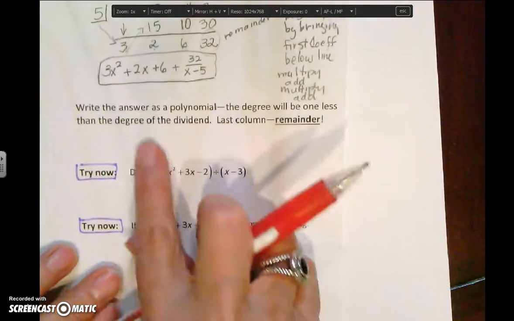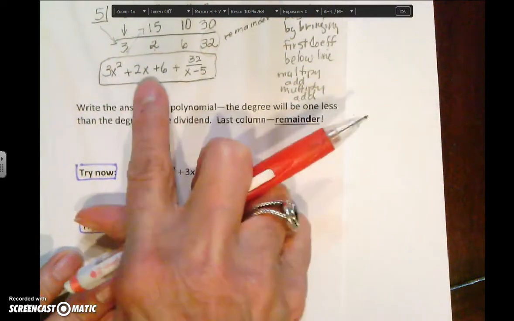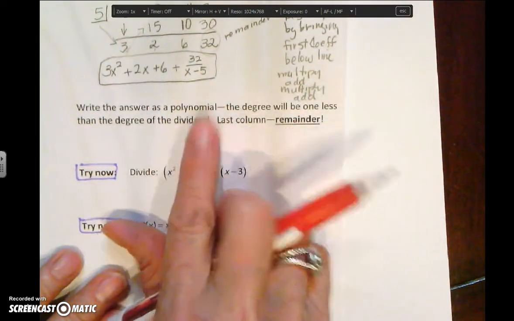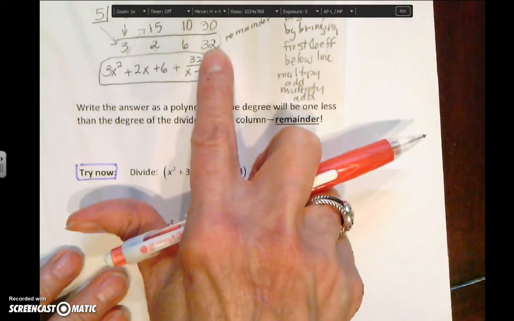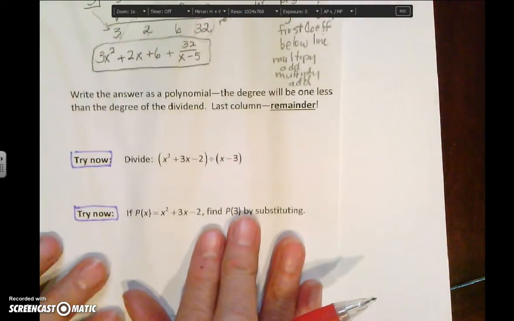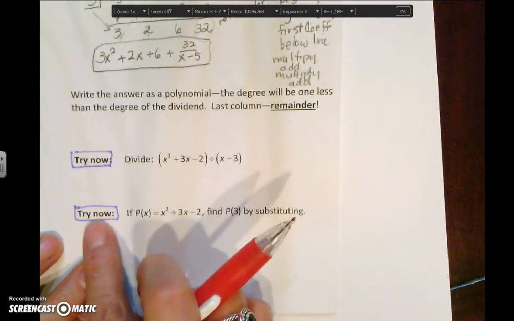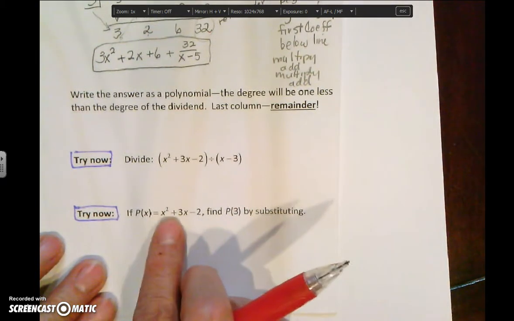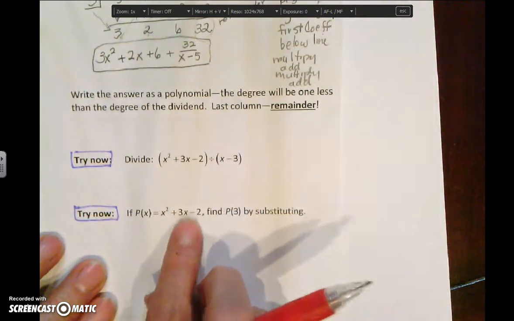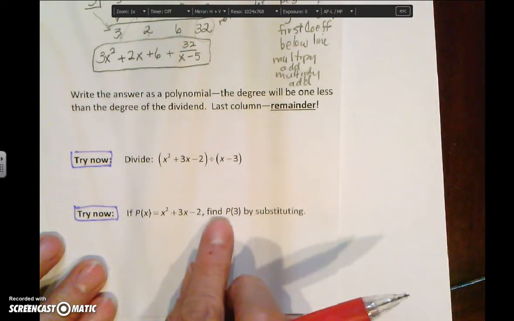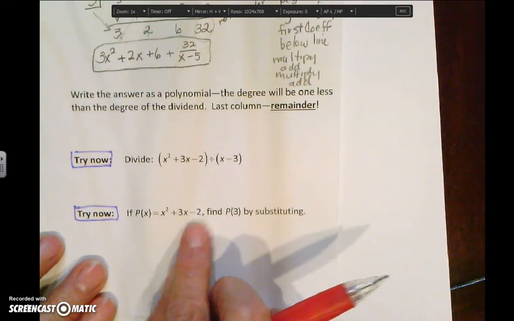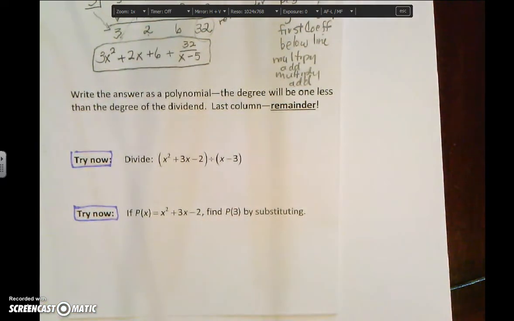So what I'd like for you to do right now is, let me see what this says. Write the answer as a polynomial, which we did. The degree will be 1 less than the degree of the dividend, which we did. And the last column is the remainder. So now you try this next one and follow it up with this one where it asks you to evaluate p of x, which is equal to x cubed plus 3x minus 2, so the same thing, and find what p of 3 is by substituting 3 in and then simplifying. All right, so we'll pick up on the next video.